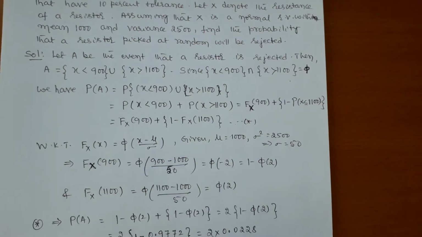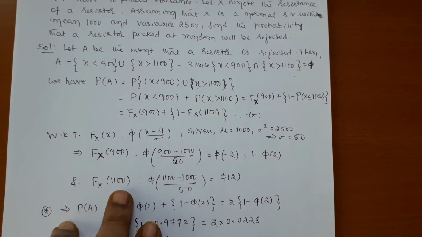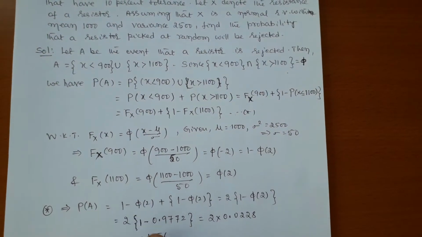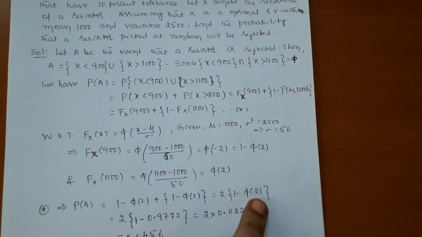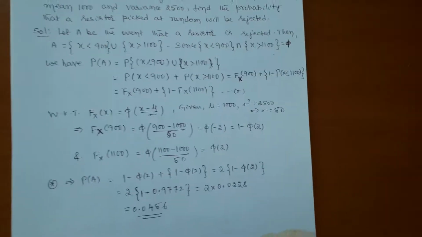Better to convert into the cumulative distribution function, and also find out F_X of 1100. That is given as phi of 2. You substitute here, simplify, and we get phi of 1 minus phi of 2. Now use the table for the normal distribution.